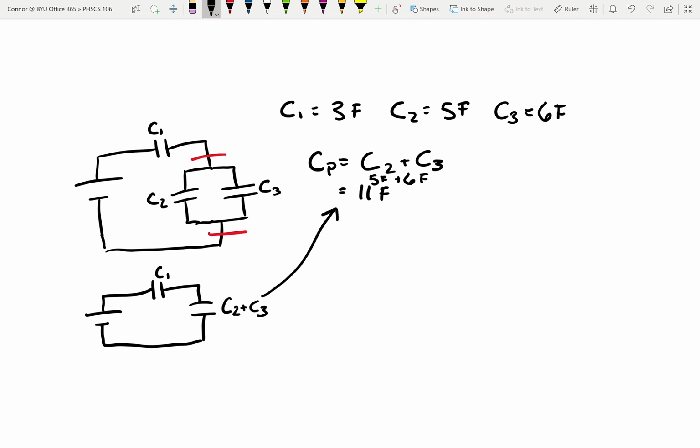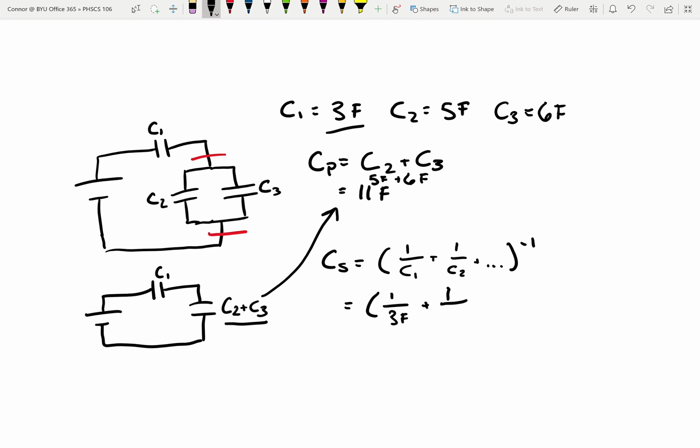Okay, and now our equation for capacitors in series is 1 over C1 plus 1 over C2 plus dot dot dot to the -1, right? So in this case, we would have 1 over C1, which is 3 farad, plus 1 over our next capacitance, which is the combination of these two that are in parallel. And so right up here, that's 11 farad. And if we do that to the -1, we get that our total capacitance here for our 3 capacitors is 2.36 farad.